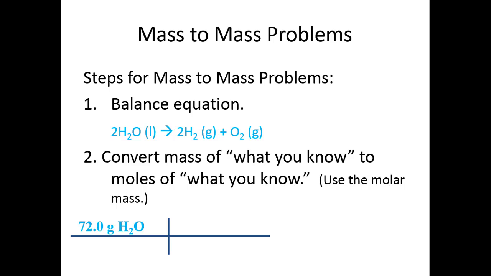So we need to find the molar mass for water. If you don't remember that, you could just add up all the pieces. You need 2 hydrogens plus 1 oxygen makes 18.02 grams of water for every mole of water. So convert mass of what you know to moles of what you know. The grams cancel, divide, check your sig figs, you should keep 3. So 4.00 moles of H2O.